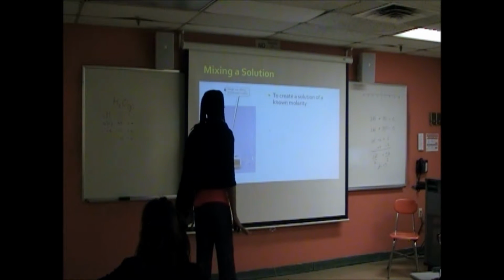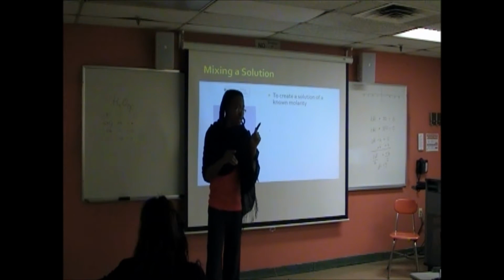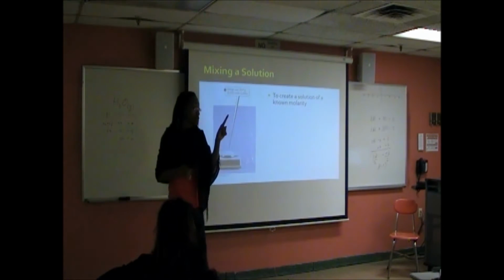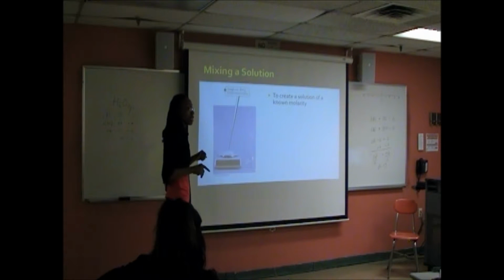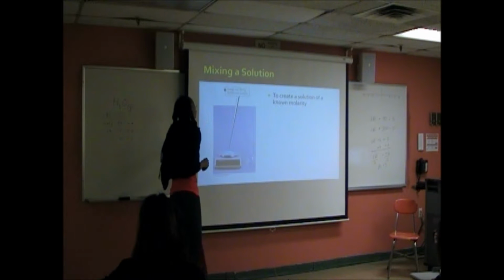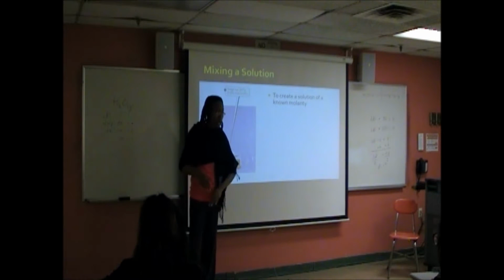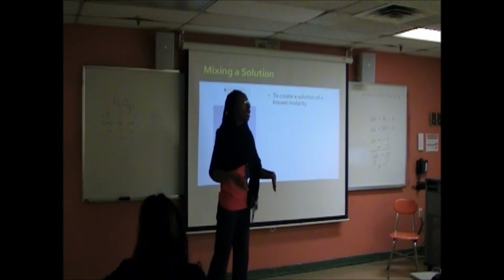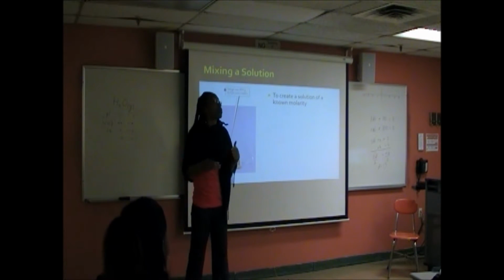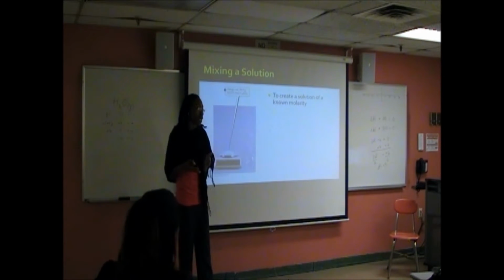Mixing a solution. When you are making a solution, because you will have to make solutions come Thursday. Thursday you have to make your own solutions, whatever I tell you to make. So, given that we want a particular molarity of a solution, if you know that you want 0.25 moles of copper sulfate, what must you do to figure out how much you need?